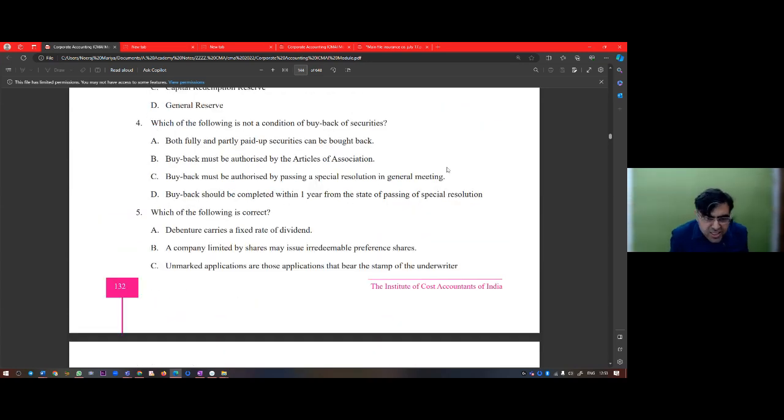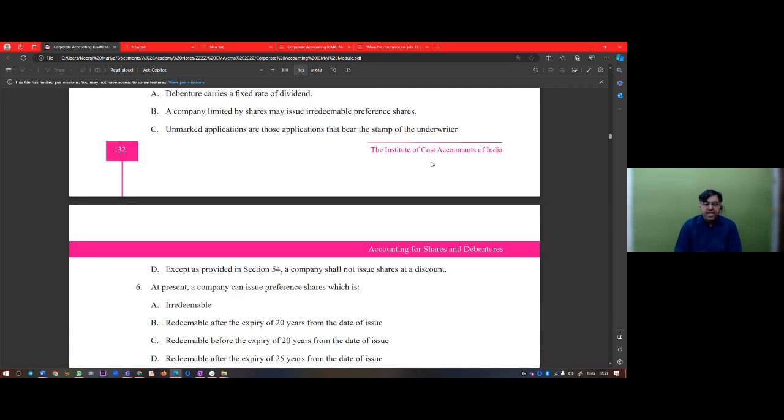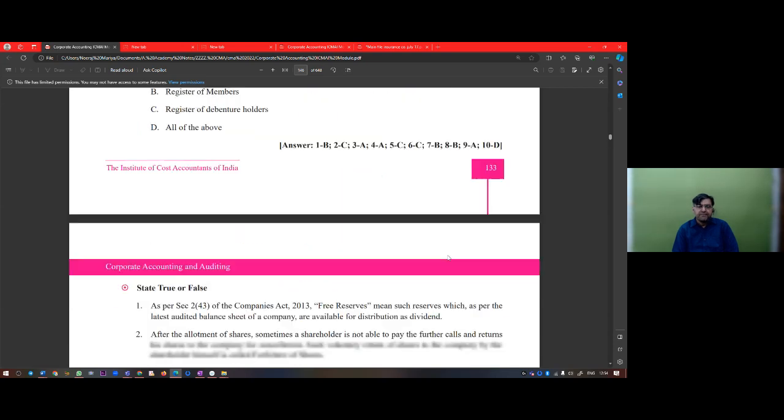Debenture carries a fixed rate of interest. Correct. A company limited by shares may issue irredeemable preference shares. False. Unmarked applications may bear the stamp of the underwriter. False. Except as provided in Section 54, a company cannot issue shares at a discount. Answer is debentures carry a fixed rate of interest. Which of the statements is...? Section 53A.